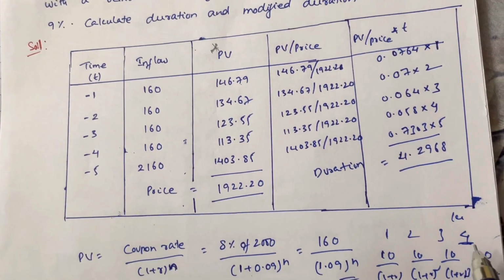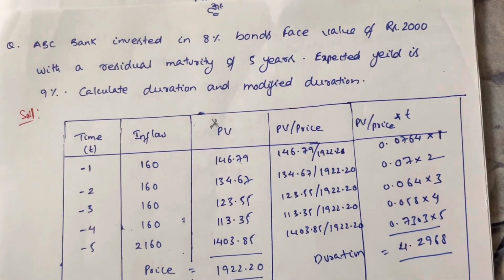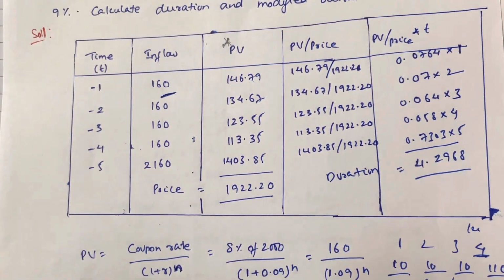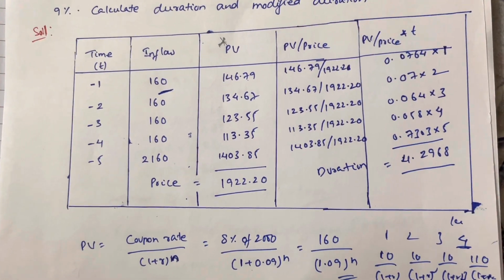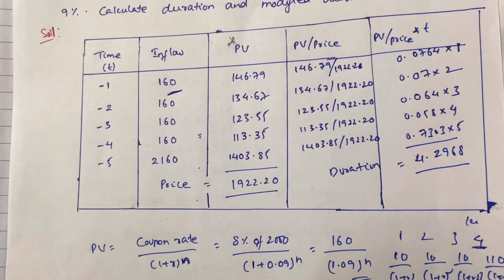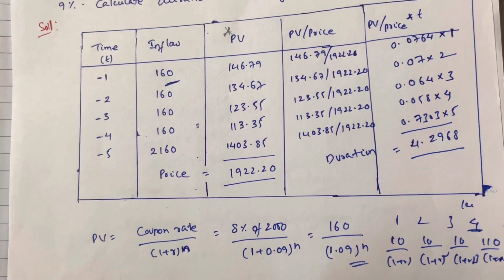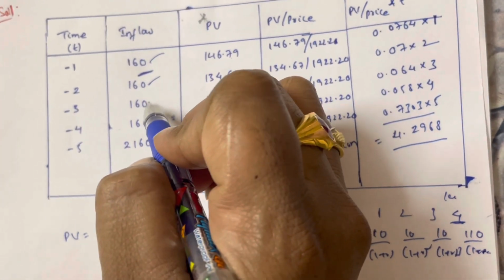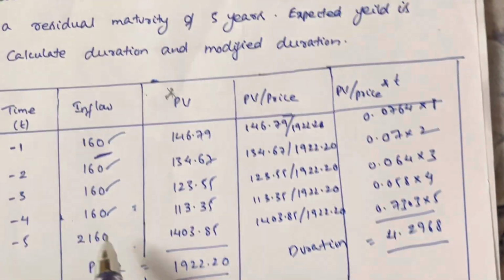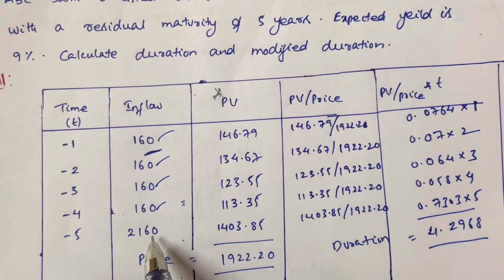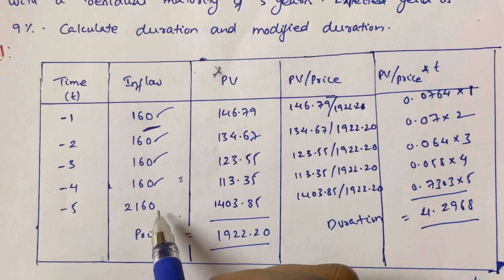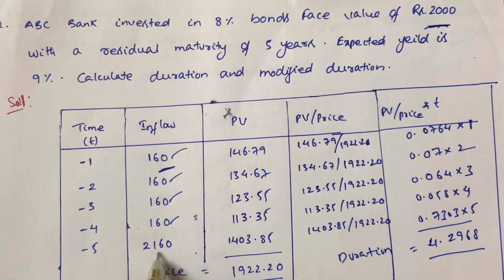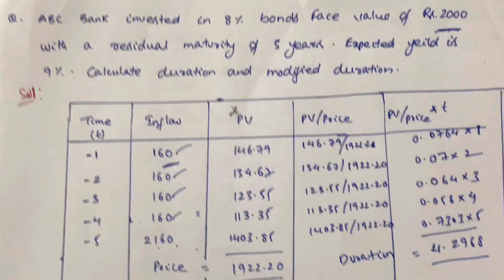So here the given value is 2000 and given interest rate is 8%. So what is the coupon rate? The coupon is 2000 into 8%, that is 160. So 160, for second year also 160, third year also 160, fourth year also 160. For the final year, principal plus coupon, 2000 plus 160 means 2160. So given face value is 2000, and 160 is 8% of 2000.